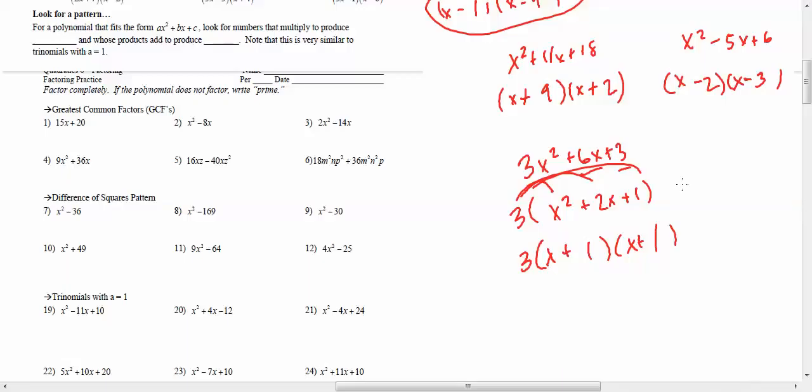I'm a big kid now. I love it. By the way, sometimes we might want to write that as 3 times x plus 1 squared. The reason being is because there's an x plus 1 times an x plus 1. So just put a square up there, and that's the same thing. Does that make sense? Good.